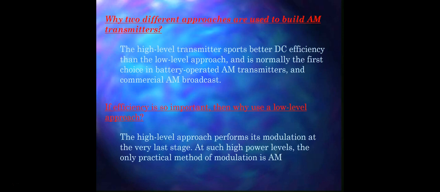So in summary, low level transmitters can produce any kind of modulation, AM, FM, PM, and they require linear radio frequency power amplifiers, which reduces the DC efficiency and also increases the production cost. And the high level transmitters have better efficiency, as we have already seen compared to the low level, and they are very suited for battery operation. However, they are restricted to generating only AM modulation.